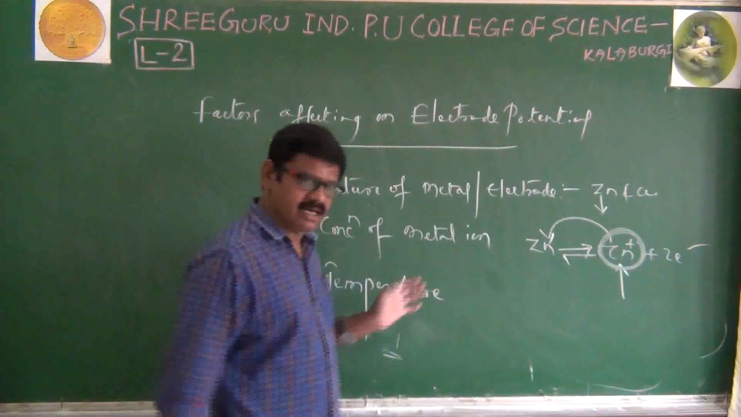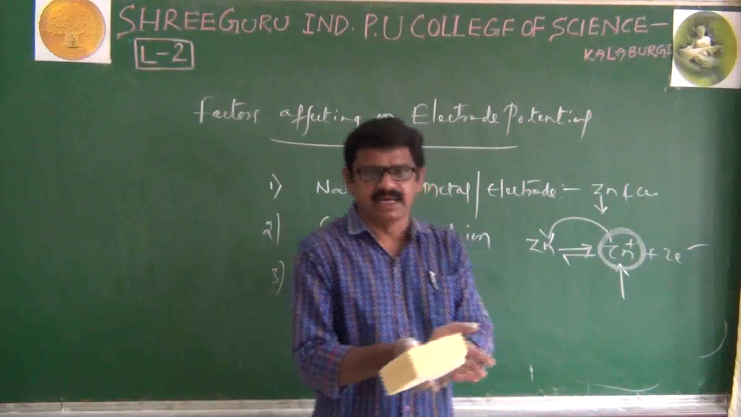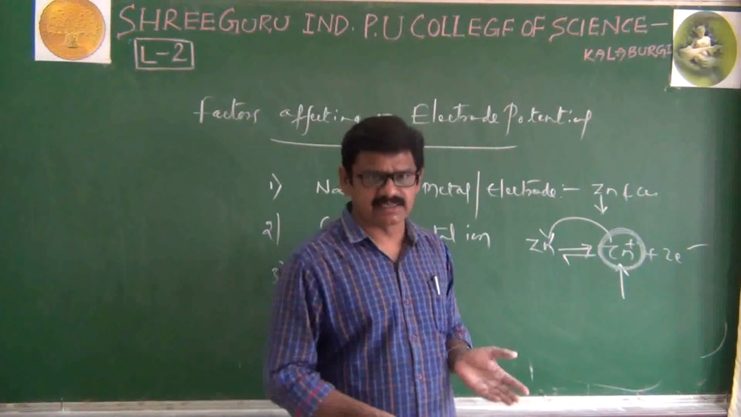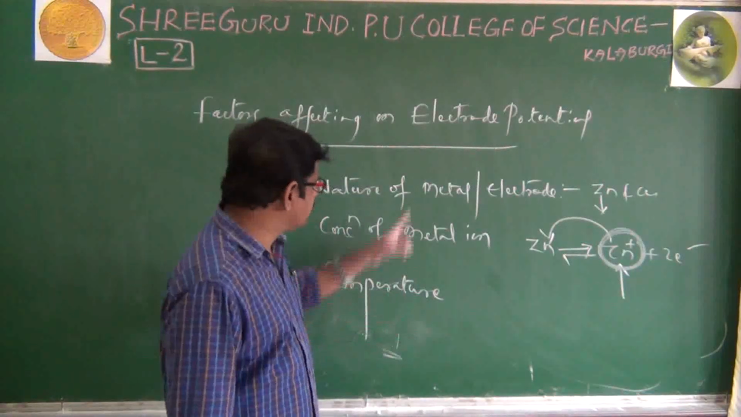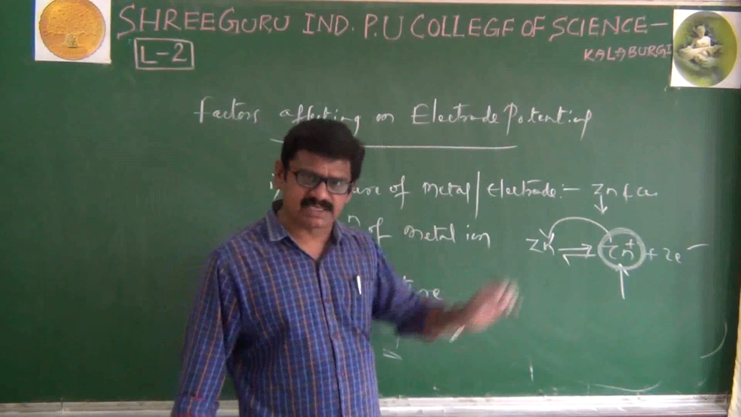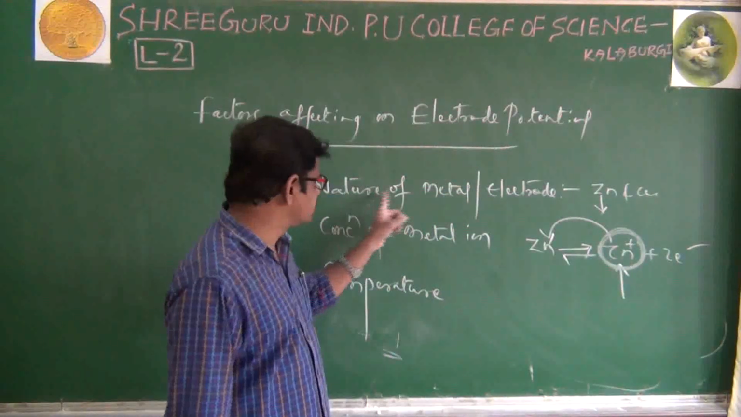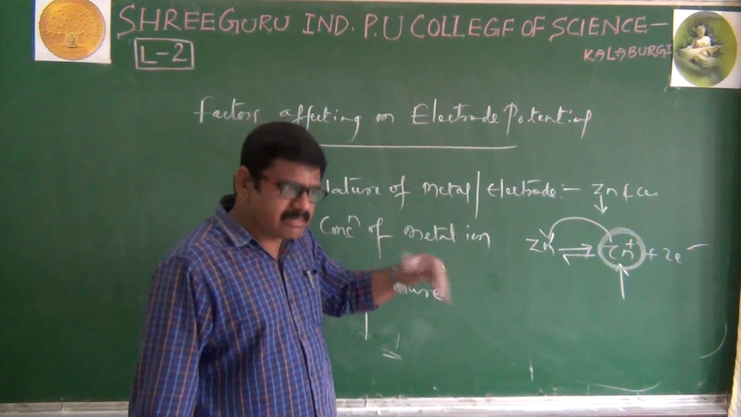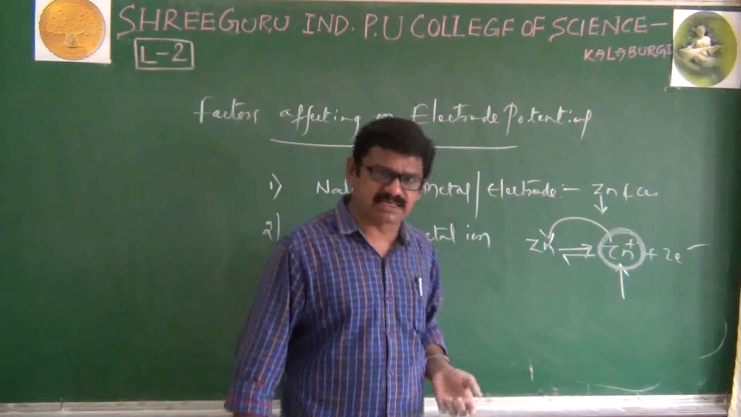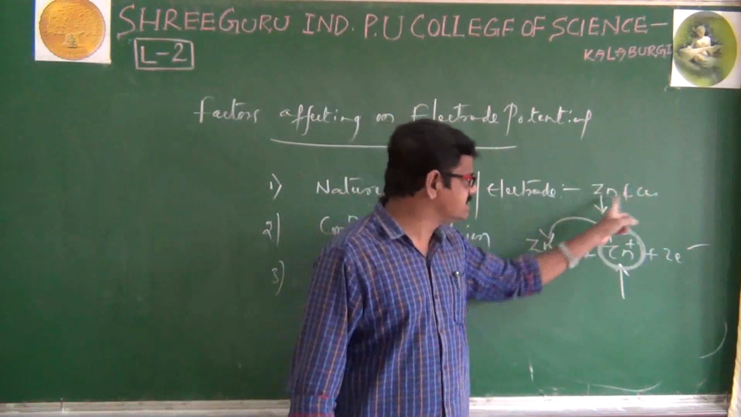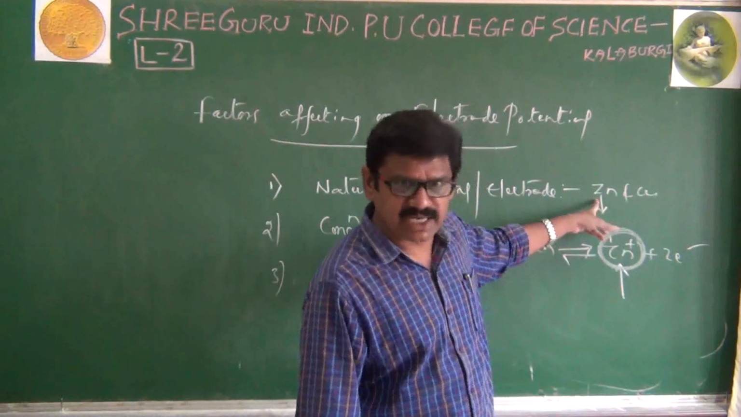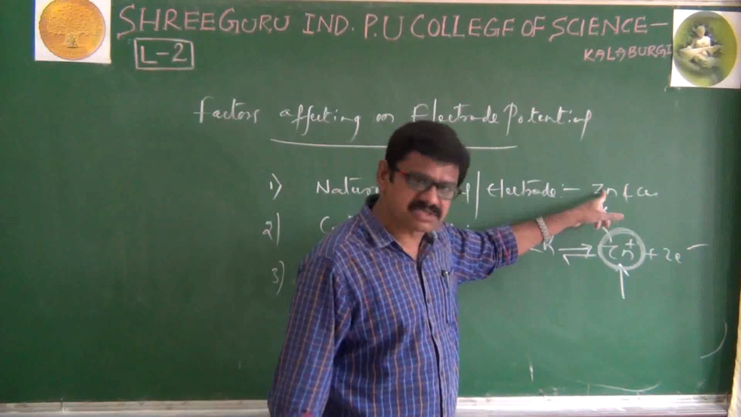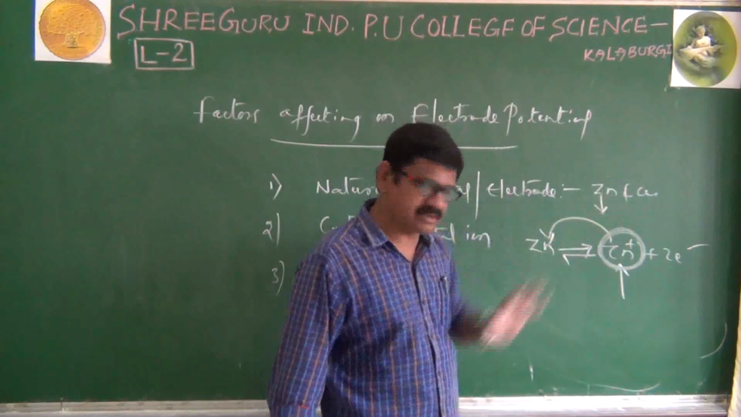And the temperature effect. When temperature increases, dissociation of the electrolyte definitely increases. Because of that, electrode potential also increases. There are a total of three factors which influence electrode potential. The first one is the nature of the metal, because some metals have more tendency to lose electrons. When comparing zinc and copper, zinc has more tendency to lose electrons than copper. That's why zinc's oxidation potential is more than copper's.